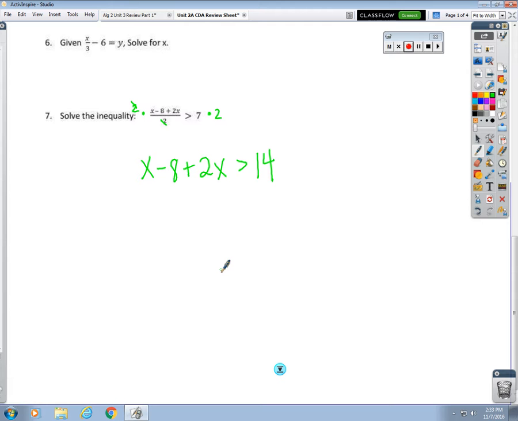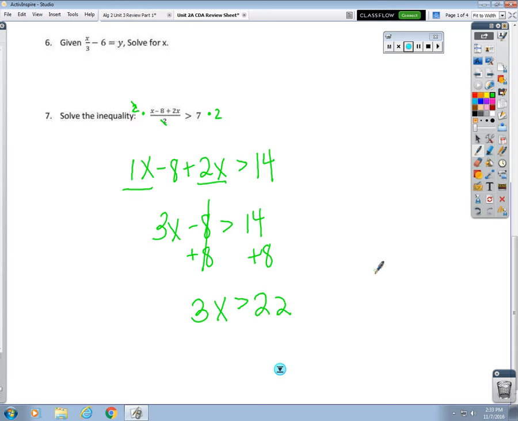Now what can I do? Well, before I move anything to this side, shouldn't I combine this 1x and that 2x and make 3x over here? And now what can I do? Add 8. So I'm performing the property of equality for addition. Now I have 3x is greater than 22, and now what do I do on both sides? Divide by 3. So x is greater than 22 over 3, or it may be a decimal 7.33. Okay, once you've written that down, go ahead and go to the next page.